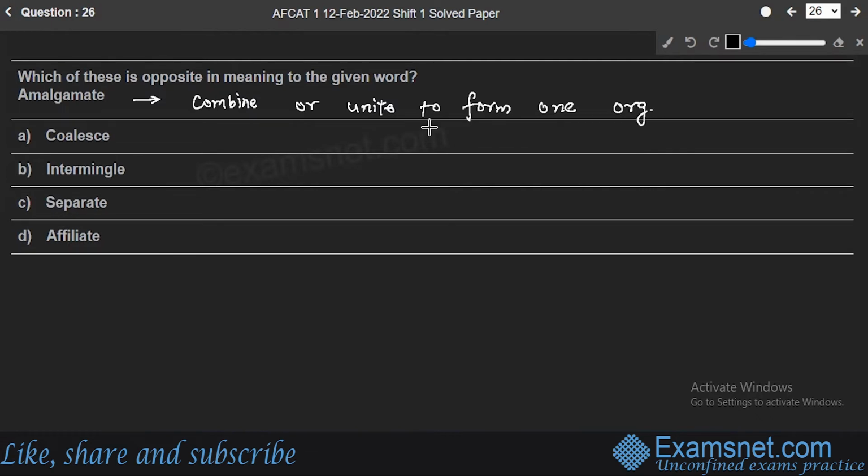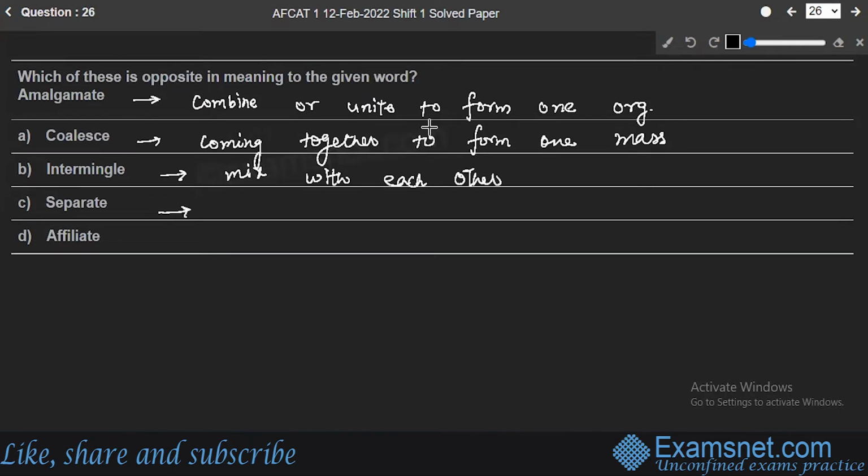Then the second one, coalesce, this means coming together to form one mass. Intermingle means mix with each other or mingle with each other. Then separate means distinct, when you get two separate things, two distinct things. Affiliate means officially connecting or attaching.